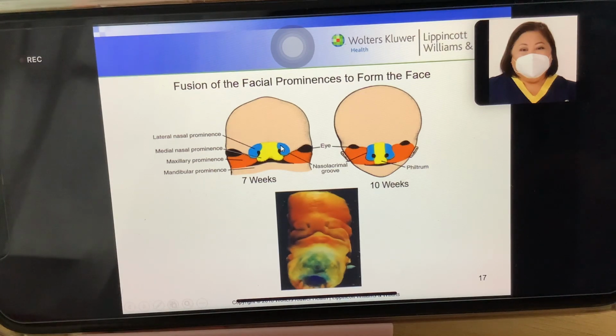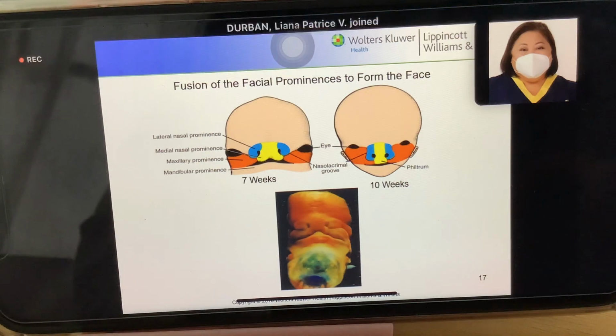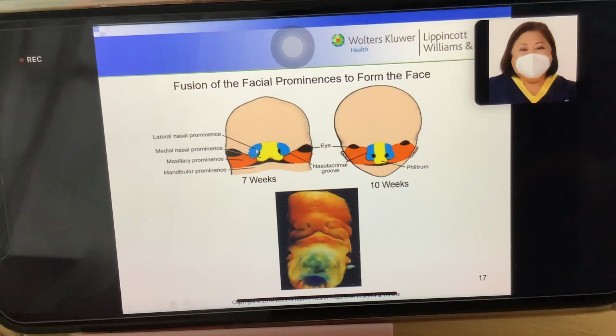So they fuse to form the tip of the nose, the philtrum region of the upper lip, and the primary palate, and the maxillary here. The maxillary prominences also fuse with the medial nasal prominences here to complete the formation of the upper lip and alveolar ridge.